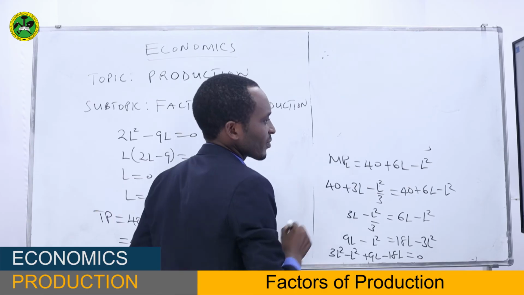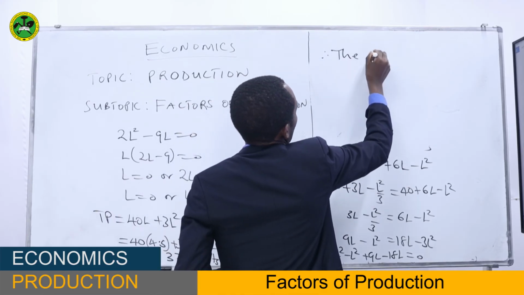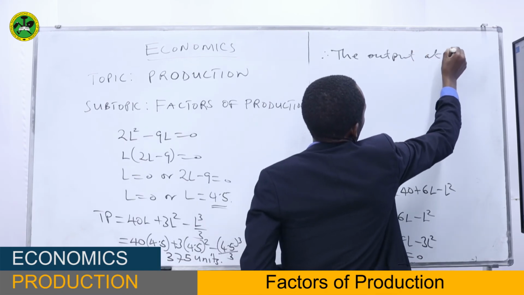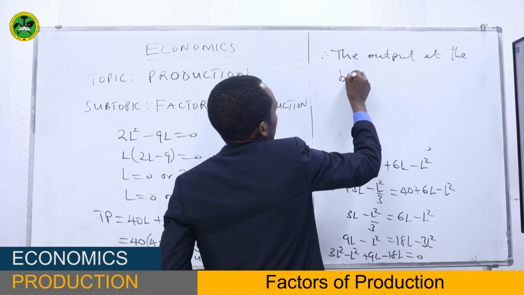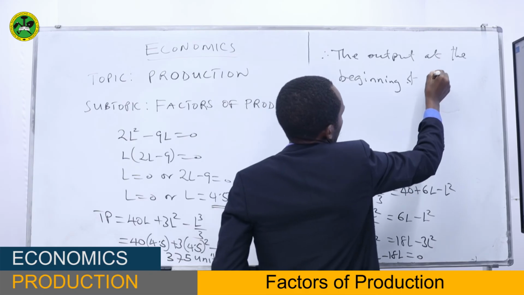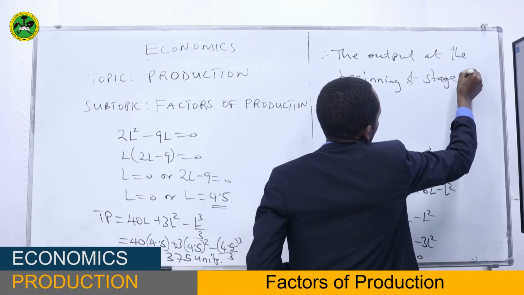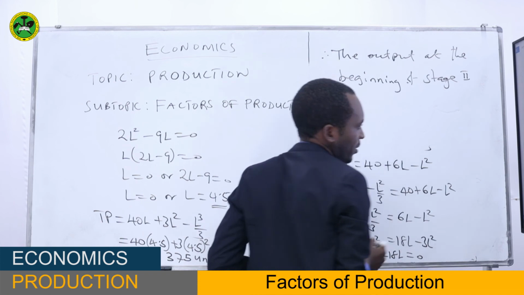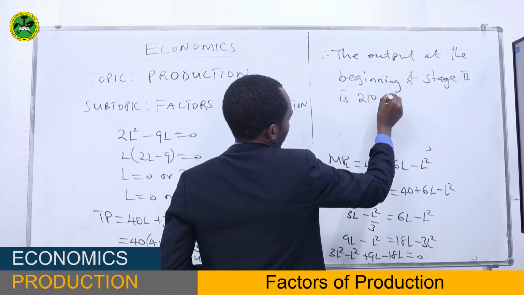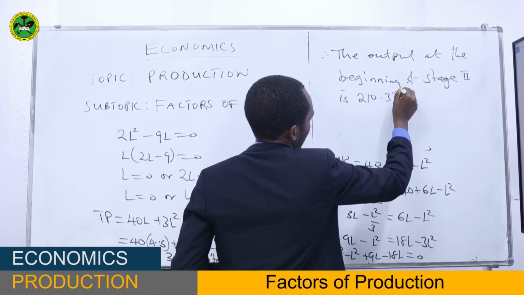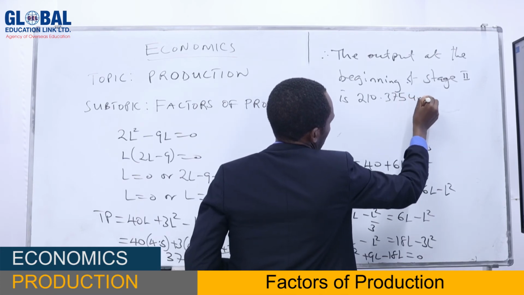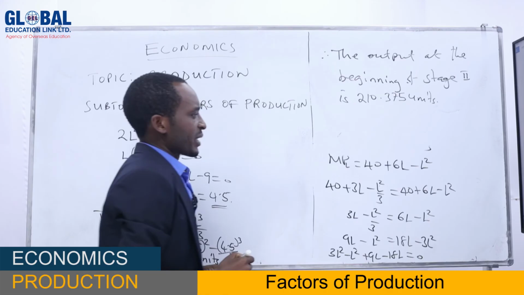Therefore, the output at the beginning of stage 2 is 210.375 units.